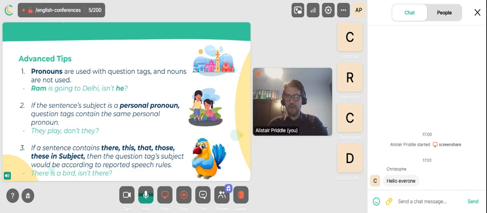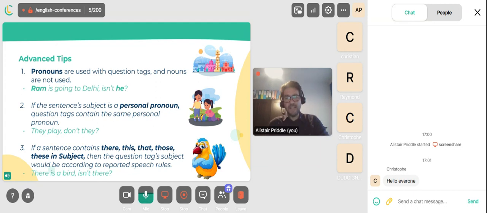Well, we've got some advanced tips. Let's have a look at some of these. So pronouns are used with question tags and nouns are not used. For example, Ram is going to Delhi, isn't he? We don't say Ram is going to Delhi, isn't Ram? No. Ram is going to Delhi, isn't he?